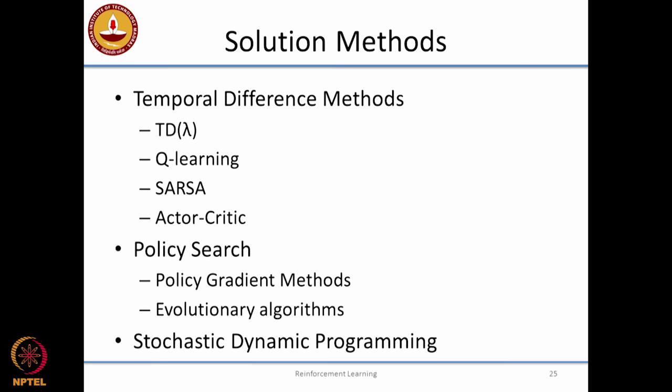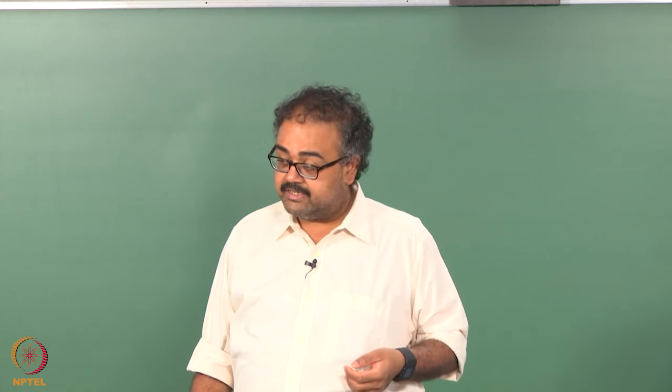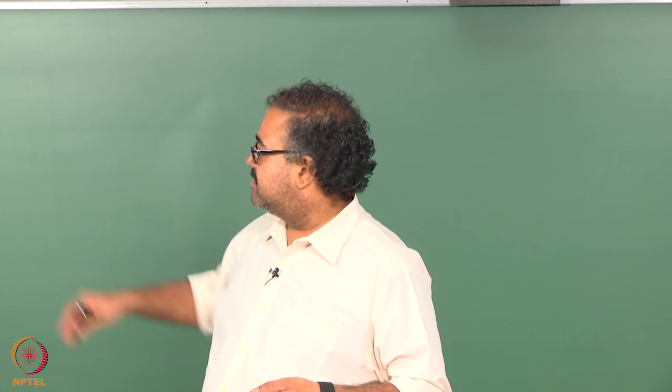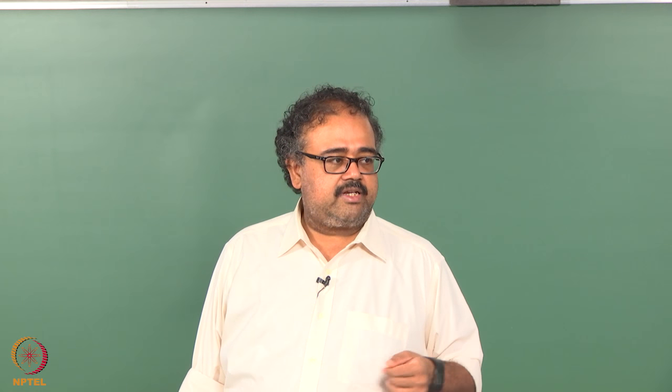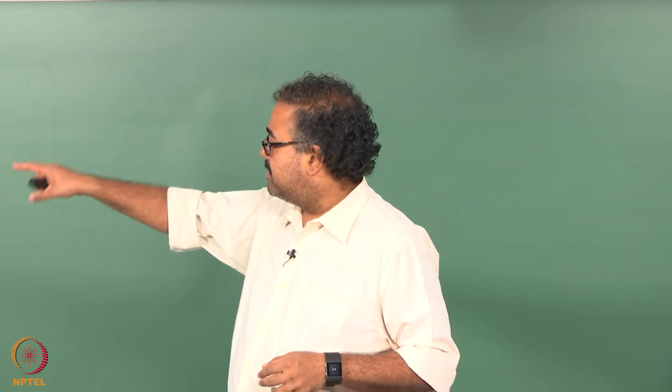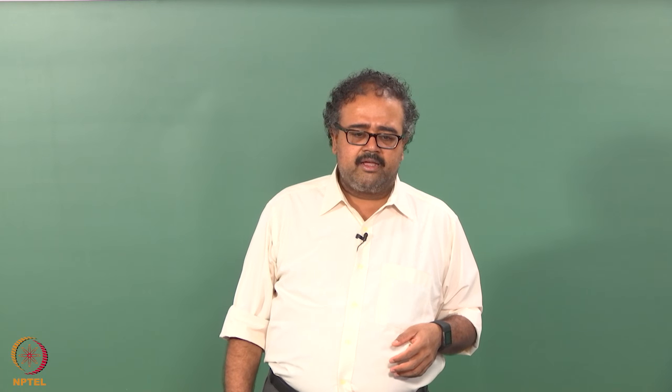So there are many different solution methods. These are called temporal difference methods, and these are all different algorithms: TD lambda, Q learning, SARSA, actor critic, and so on and so forth. Then there is this whole class of algorithms called policy search algorithms. And then there is dynamic programming. We will look at each of these classes of algorithms in the next few lectures. These are mostly from the textbook, except policy search algorithms, which I will be covering from other material. And there are a whole bunch of other applications for RL.